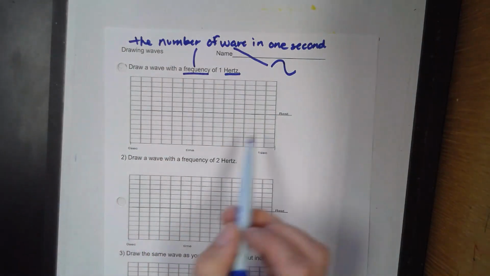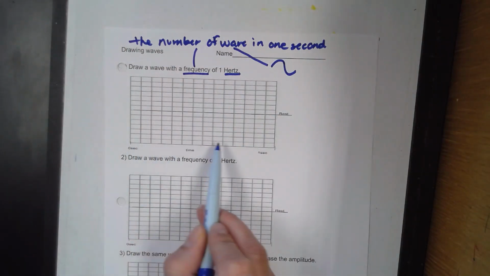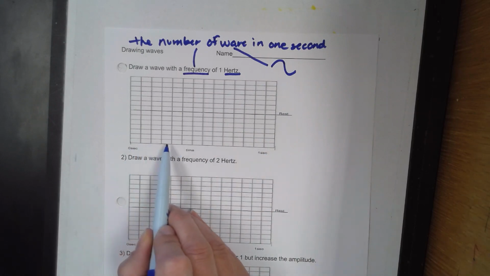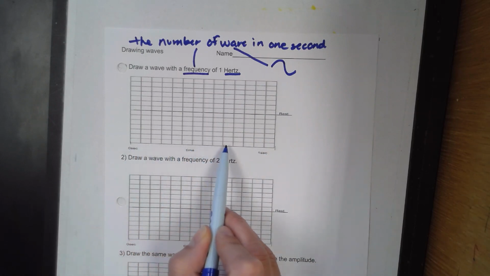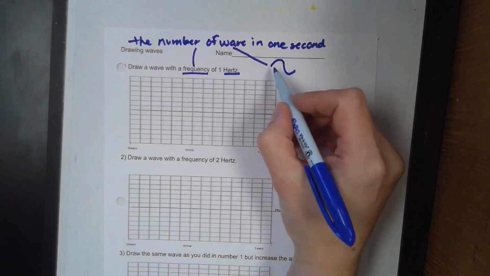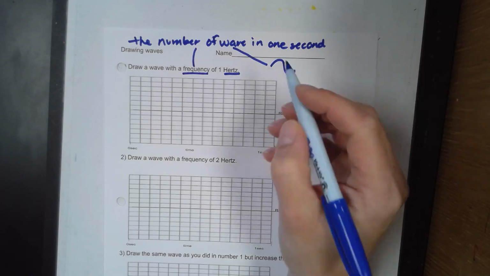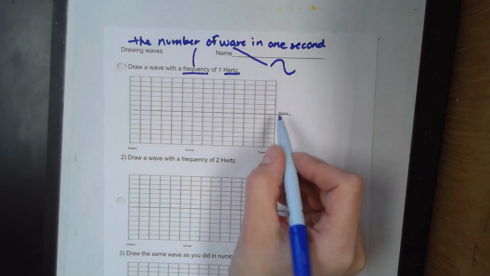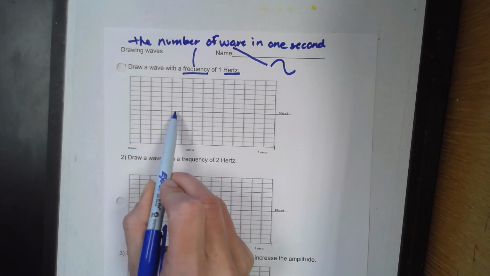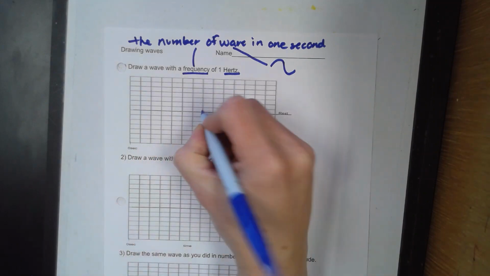Okay, so I've previously counted this. I know there are 14 squares across, but you want to count that yourself. 1, 2, 3, 4, 5, 6, 7, 8, 9, 10, 11, 12, 13, 14. We want our crest and trough to meet in the middle, so we want to mark where the middle is. Half of 14 is 7. 1, 2, 3, 4, 5, 6, 7. I'm going to put a little dot there. That's where the middle is.